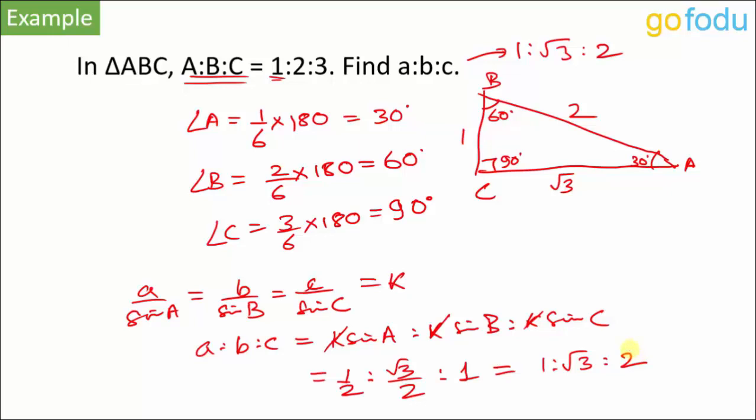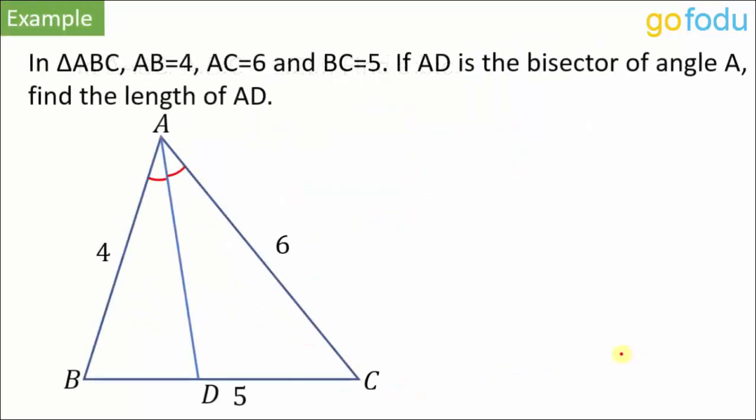Next question. Next and last question of this video. The lengths of all three sides are given. AD is the angle bisector of angle A, that means this angle and this angle are equal. We have to find the length of AD. We have to find the length of this median.